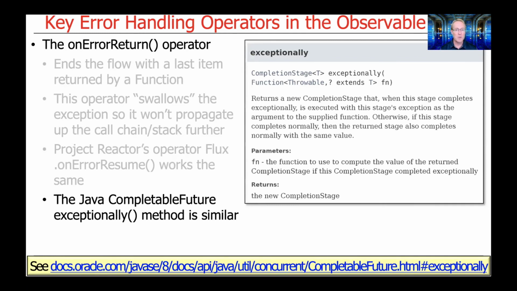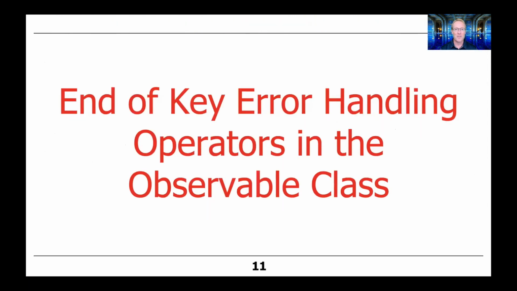Java CompletableFutures and the CompletableFuture framework has an exceptionally method that behaves very much like onErrorReturn or onErrorResume. So it's good to know that you can get more or less the same effect of being able to handle these exceptions that occur in asynchronous chains or streams without having the exceptions propagate into some strange scope.